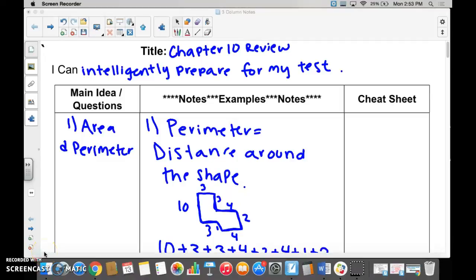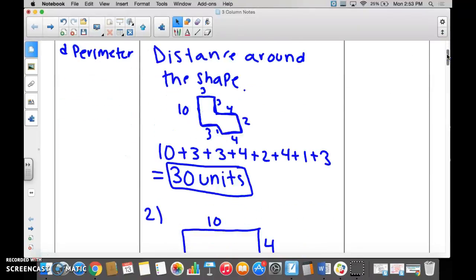Chapter 10 review. I can intelligently prepare for my test. Yes, we're going to intelligently prepare more than we did at school. You're going to go home and do some more there.